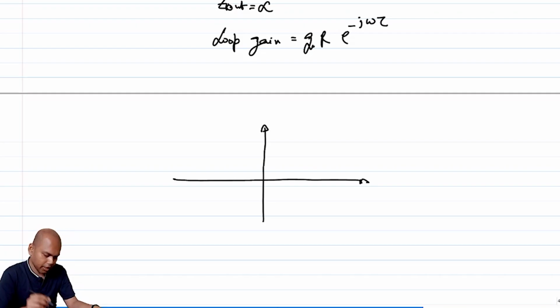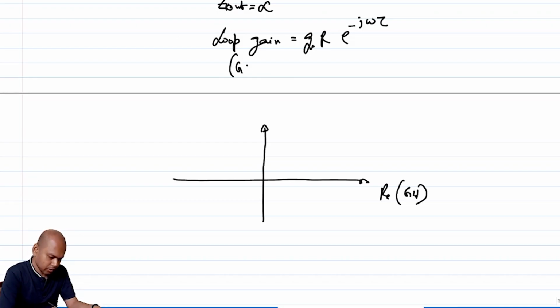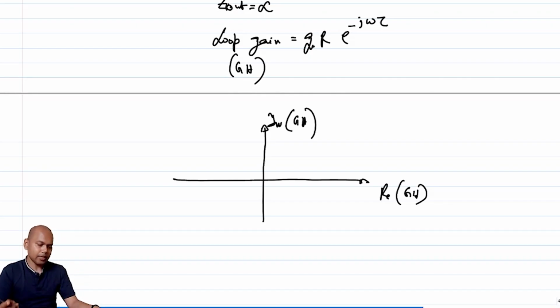So I am plotting the real part of the loop gain, real GH, versus imaginary GH as frequency goes from 0 to infinity, right? And this is your -1, 0 point. So at omega equal to 0, what is your loop gain? It's totally real, GmR, and let's say GmR is more than 1.